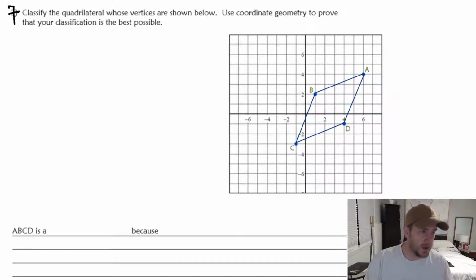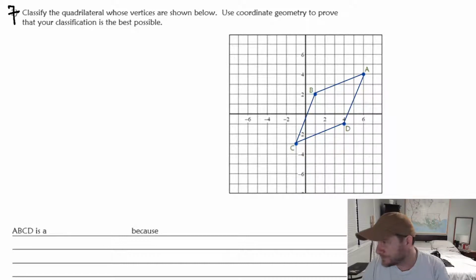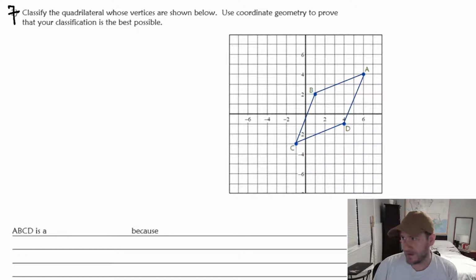Let's go. Number 7. It says classify the quadrilateral whose vertices are shown below. So we're going to do that. We're going to do it the same way we always do. We're going to build our little right triangles. We're going to find our slopes. We're going to find our lengths. That's literally all we ever do.